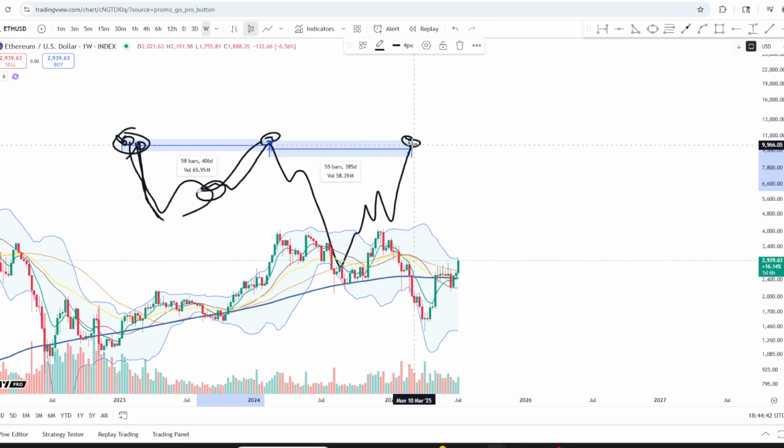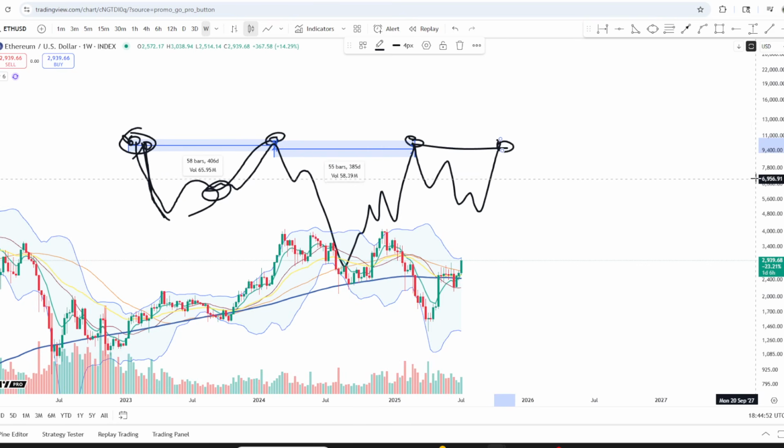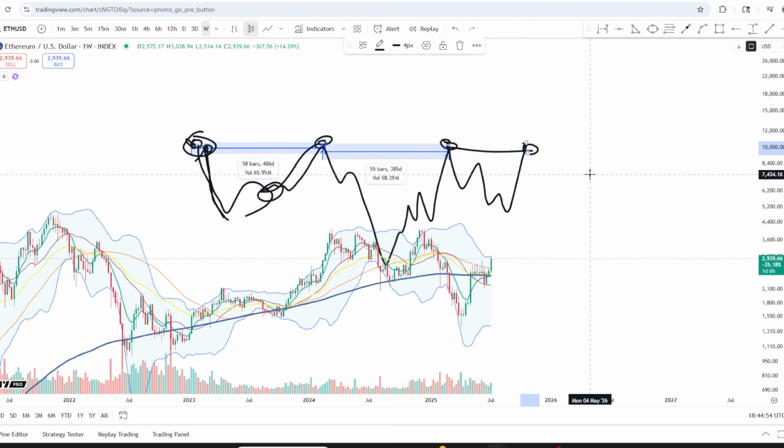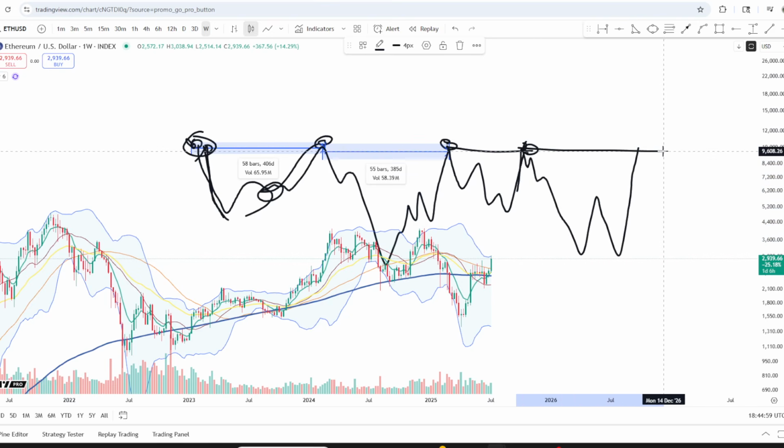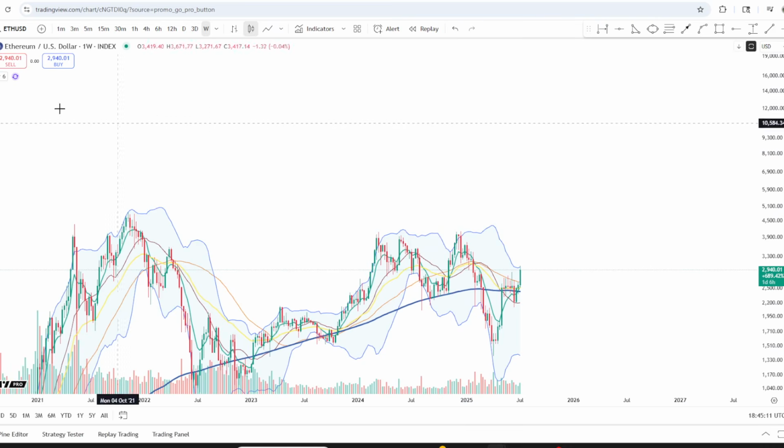And what we want to remember is the more times the price interacts with the level, the more important that level is, and the more significant a break of that level will be. Also, the more times the price tests a level, the more likely it is to break. So those are the two most important rules of thumb. The more times the price interacts with the level, the more important it is. And the more times it tests the level, the more likely it is to break.